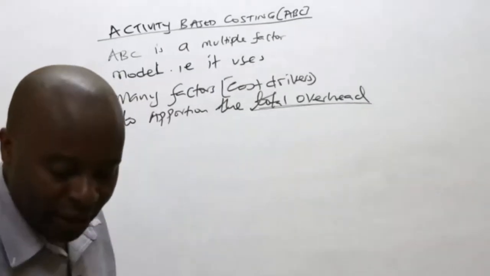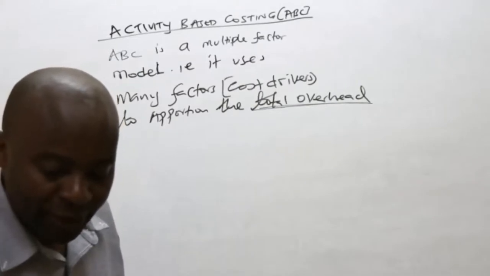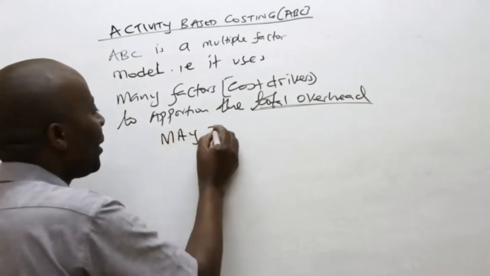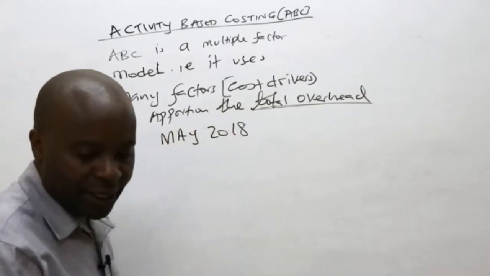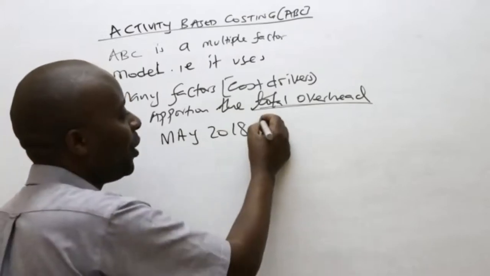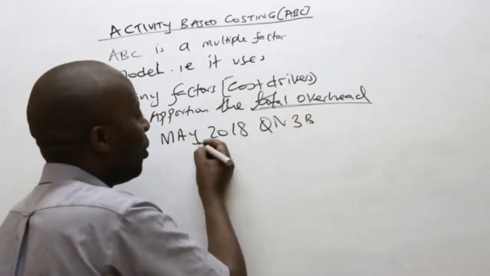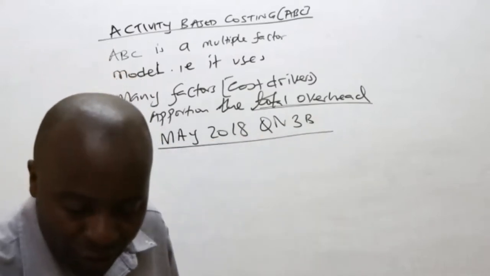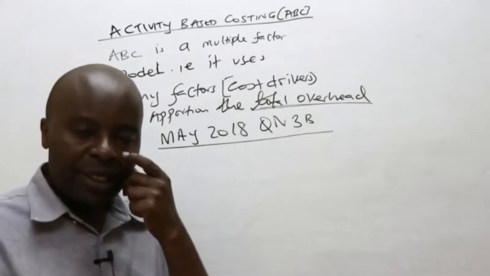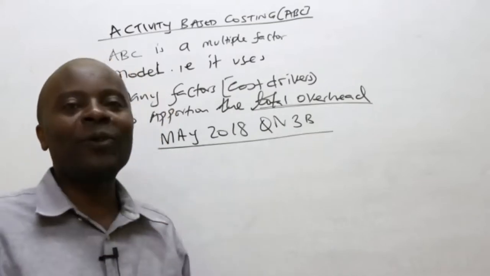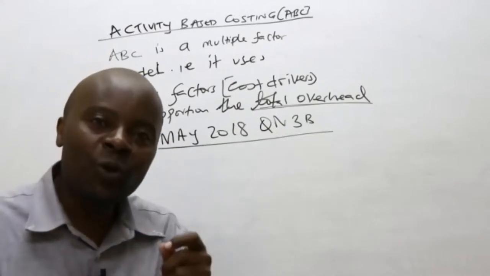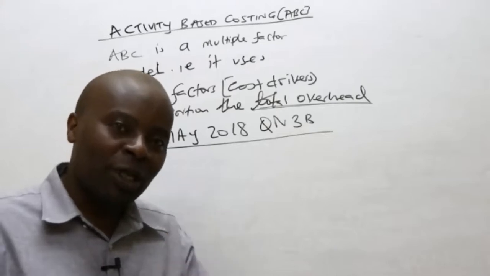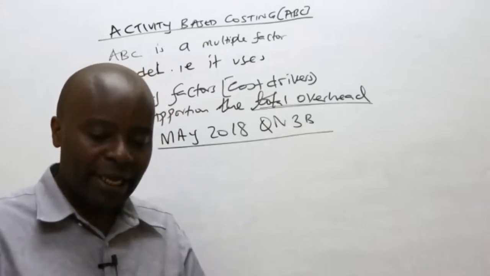So for us to be able to understand this very well, let's look at May 2018. Question number 3, specifically Roman 2 of that question, where they want us to make use of ABC to do a profit and loss statement. The first thing that we need to do with this ABC is to apportion. Remember, ABC is used to apportion the overheads.